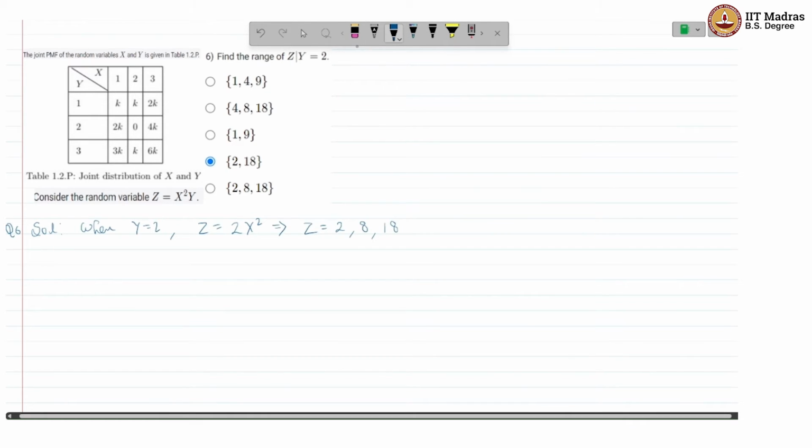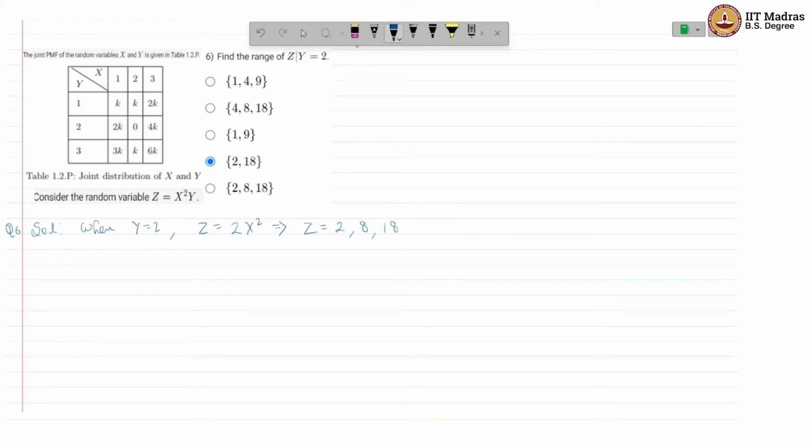But as the joint probability that x is equal to 2 and y is equal to 2 is 0, that is given in the table, the probability of z being 8 is equal to 0. So the values z will take are 2 and 18. And this is the required answer.